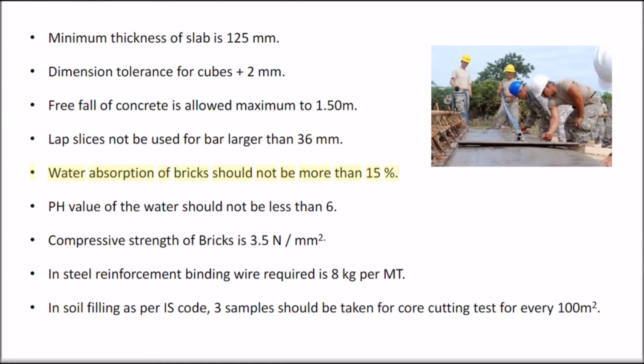Water absorption of bricks should not be more than 15%. pH value of the water should not be less than 6. Compressive strength of bricks is 3.5 N/mm2. In steel reinforcement, binding wire required is 8 kg per metric ton. In soil filling as per IS code, 3 samples should be taken for core cutting test for every 100 square meters.